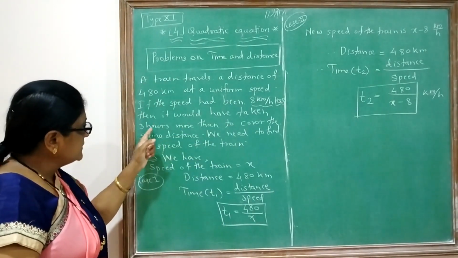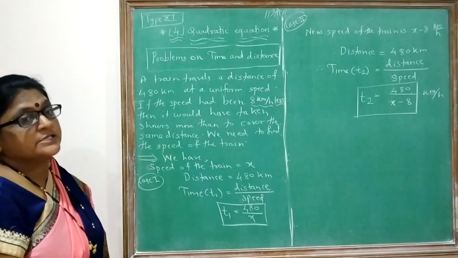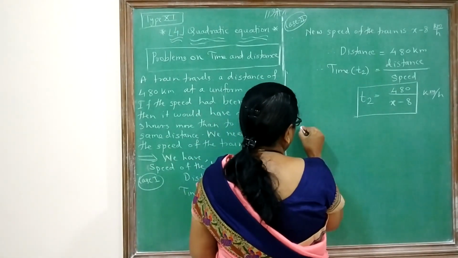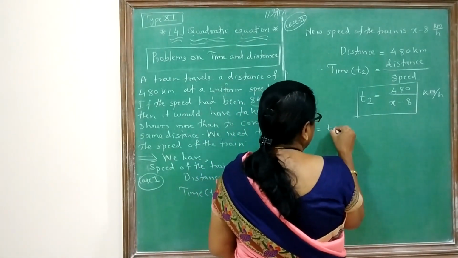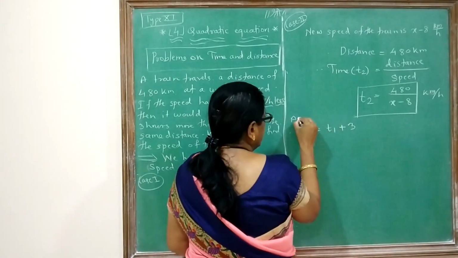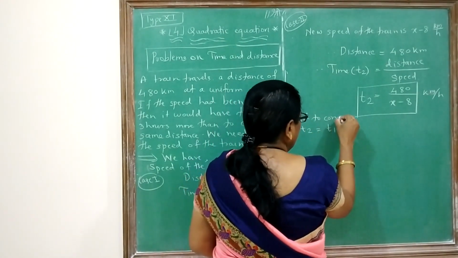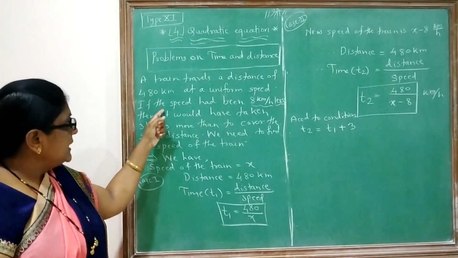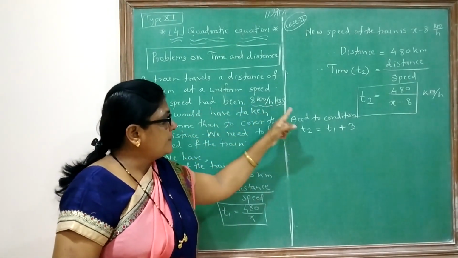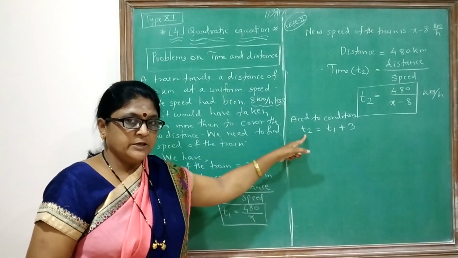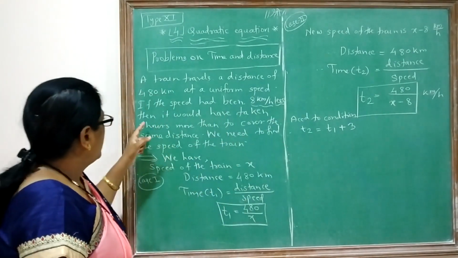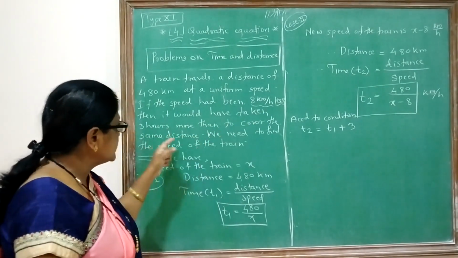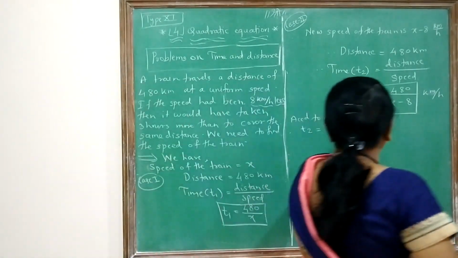Then what is your next sentence? It would have taken 3 hours more to cover the distance. 3 hours more, then you will add here plus 3. So we can write T2 equal to T1 plus 3 according to the condition, because your sentence is if the speed had been 8 kilometers per hour less, that is T2, then it would have taken 3 hours more to cover the same distance, meaning T1 plus 3.